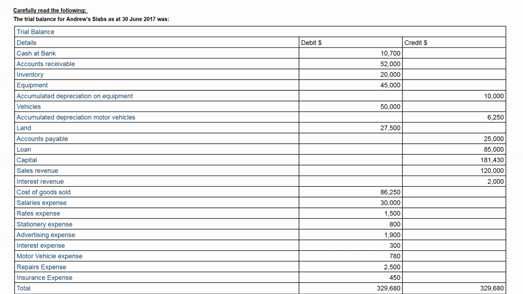Inventory is an asset. Equipment, if you're working in a company, for example a big production house or factory, you have machines and everything. These are equipment, and they should be debit. Accumulated depreciation on equipment is credit, because it is an accumulation. Vehicles are an asset, debit. I hope everyone understands these accounts and which are debit and credit. This is very basic for this unit.